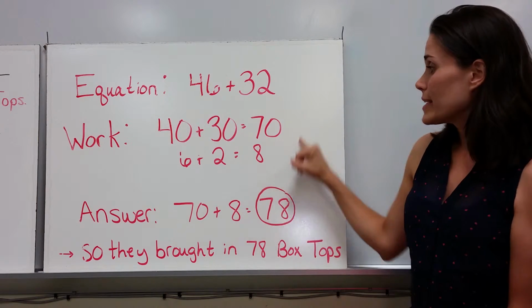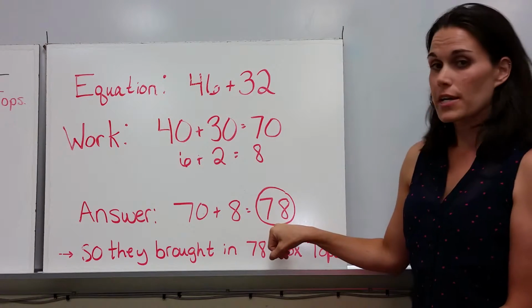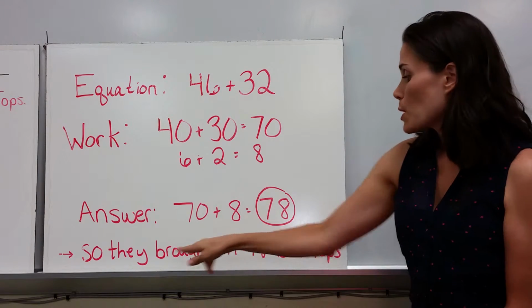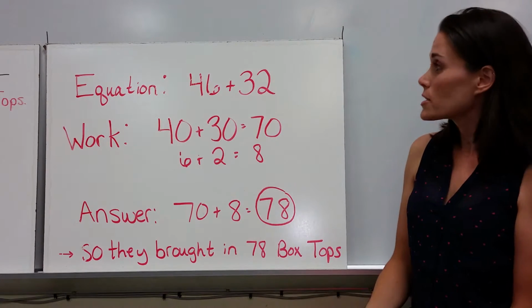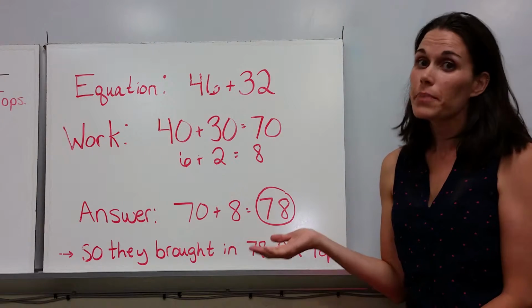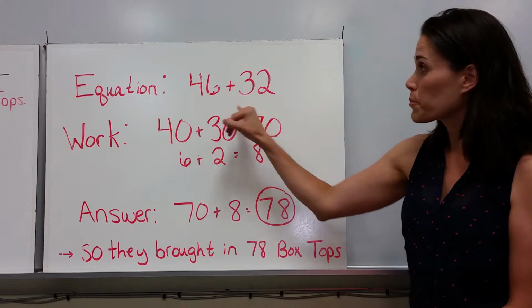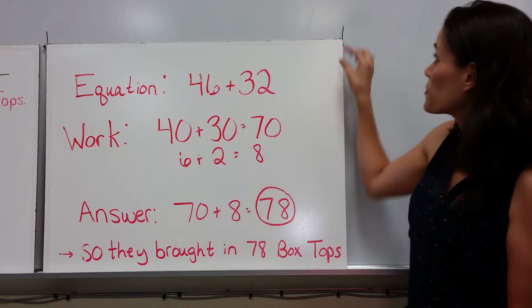Then we add the 70 and the 8 together, and that gives us our answer of 78. So they brought in 78 box tops all together. You can see why this is called place value, because we literally broke apart the numbers by place value.